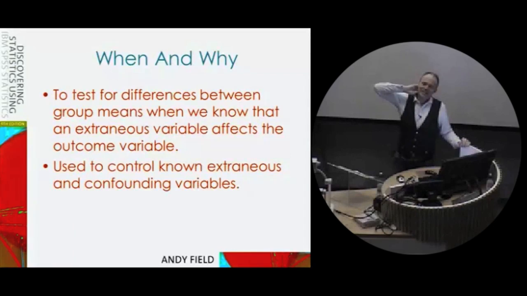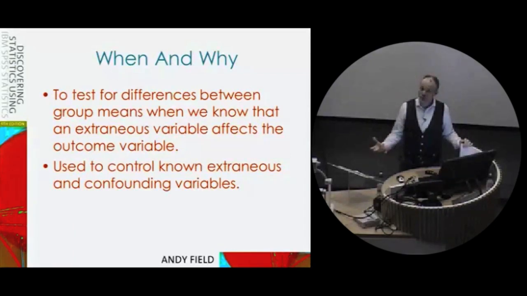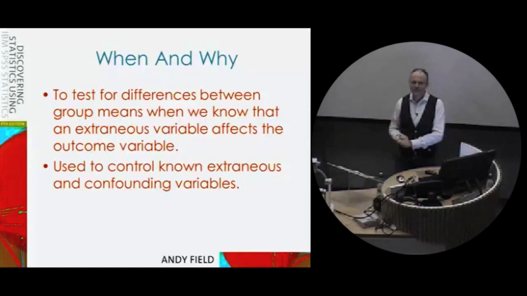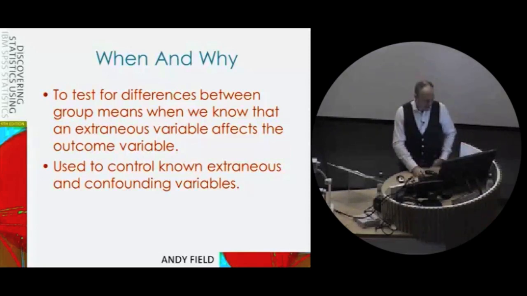It's a bit misleading to say that you're controlling for it. You're not really controlling for it, but you're certainly adjusting for it. So you're adjusting your effect for the impact that this confounding variable might have. So that's essentially when you use it.